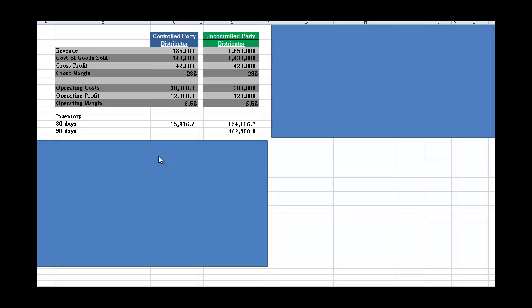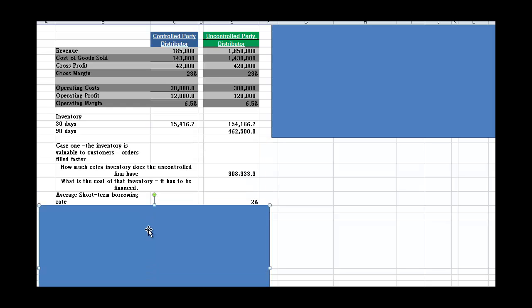So the question would be, if this inventory has value to the customers, and so they're willing to pay more, what's going to be the impact on the financial statements of the comparable? Well, how much more inventory does it actually have? As you can see, I've done the calculation here of subtracting the 90-day inventory that it does have from what its inventories would be if it had the same proportion of inventories that the tested party did, to get this figure here of the 308,333.3. So that's the extra inventory.